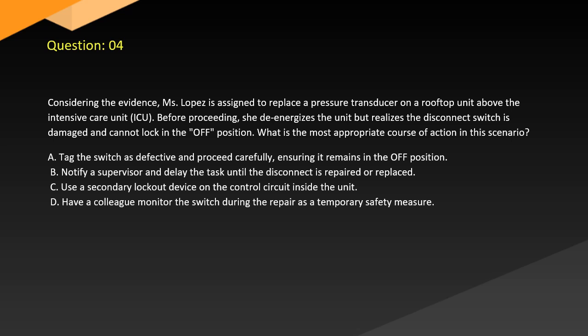A. Tag the switch as defective and proceed carefully, ensuring it remains in the off position. B. Notify a supervisor and delay the task until the disconnect is repaired or replaced. C. Use a secondary lockout device on the control circuit inside the unit. D. Have a colleague monitor the switch during the repair. That's a temporary safety measure.